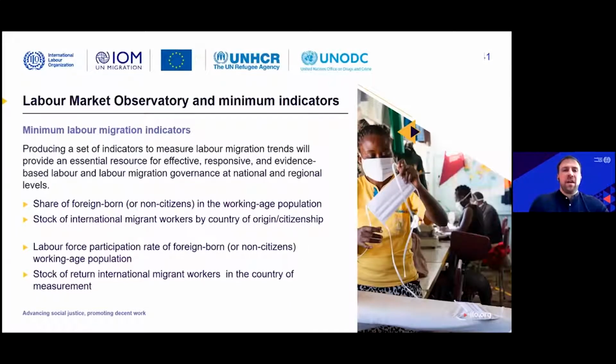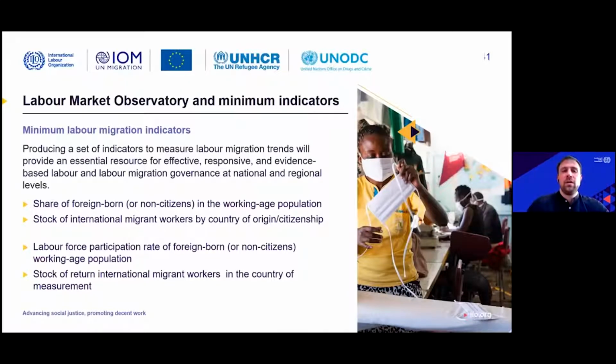So with that in mind, the SAMM project is proposing that at regional levels, we develop a set of minimum labor migration indicators. Producing a set of indicators to measure labor migration trends provides an essential resource for effective, responsive, and evidence-based labor and labor migration governance at both national and regional levels.